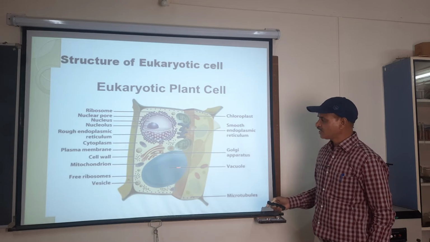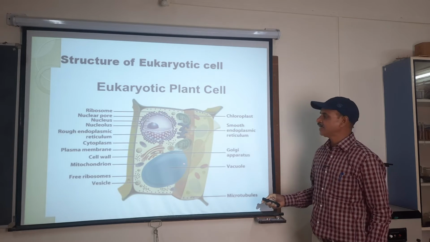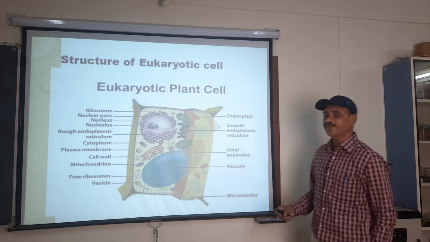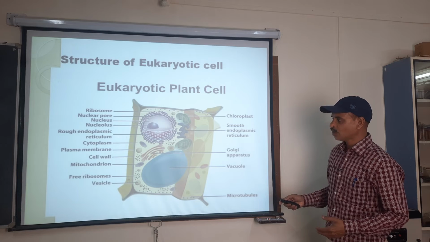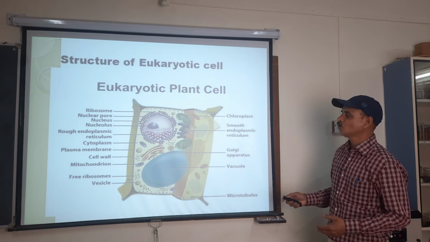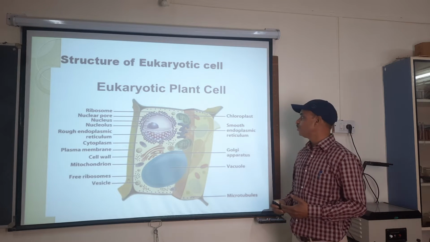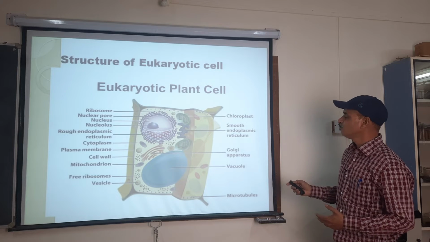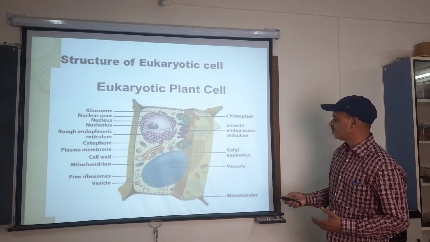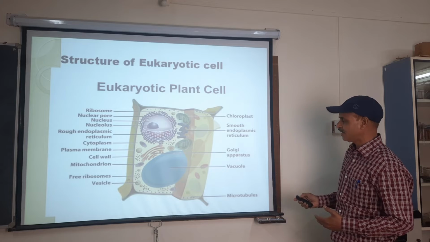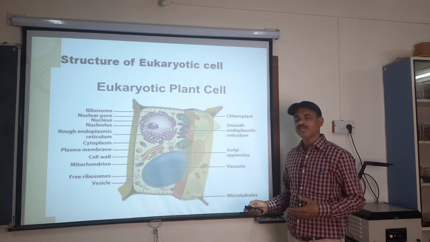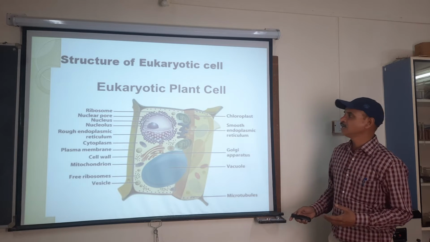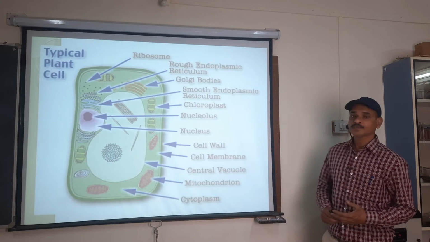And this cytoplasm is a jelly-like material which consists of the different cellular organelles. For example, rough endoplasmic reticulum, nucleolus, nucleus, ribosome, chloroplast, smooth endoplasmic reticulum, Golgi complex, Golgi apparatus, vacuoles, and different types of vesicles and pre-ribosomes are present within the eukaryotic plant cell.